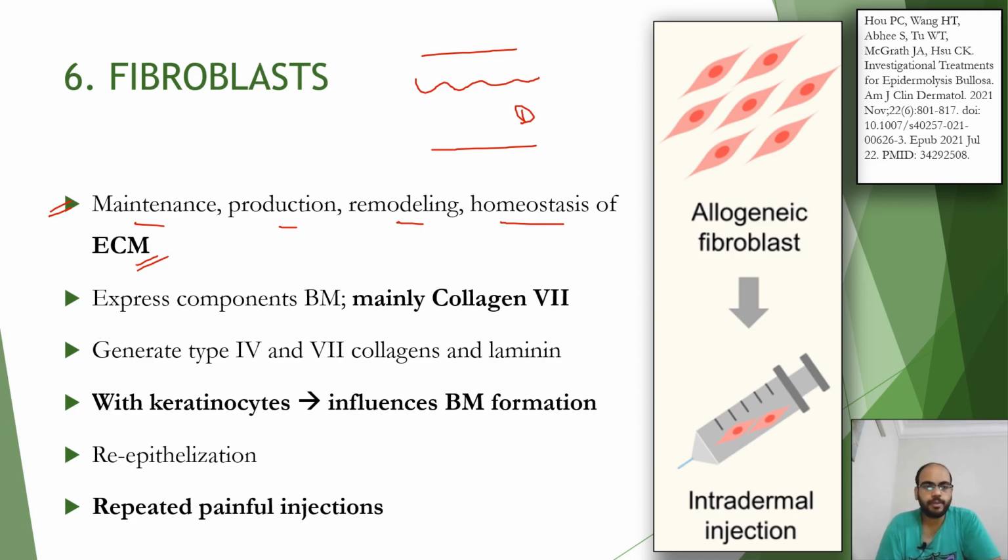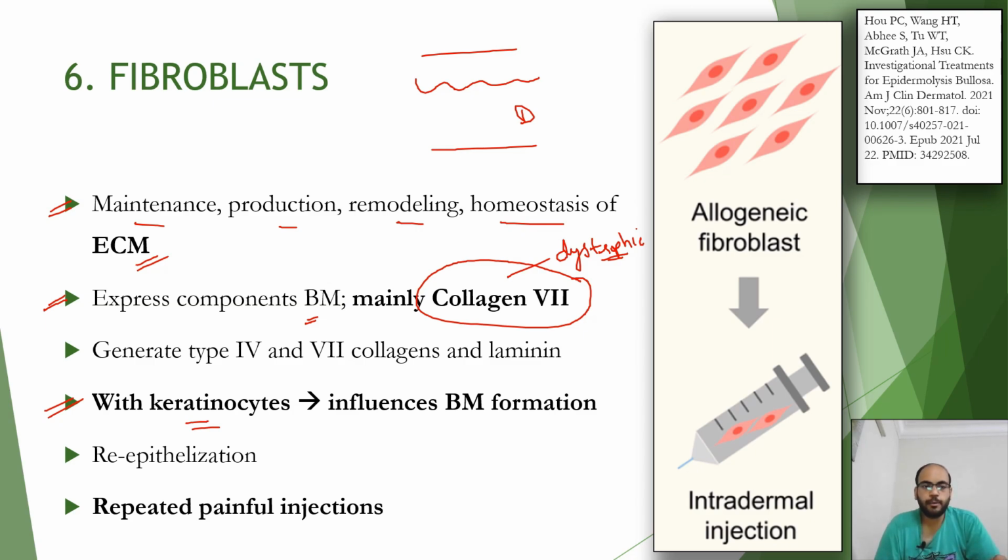Okay. Fibroblasts express components for the basement membrane, but mainly collagen 7, which is very important in the setting of dystrophic EB. Okay, so these are very important. So they can generate multiple collagens, but collagen 7 is the main collagen. Many a times, fibroblasts are combined with keratinocytes so that you can actually influence the basement membrane formation properly.